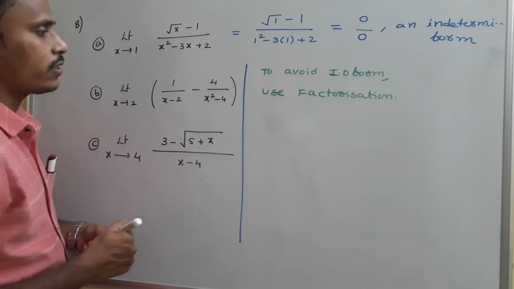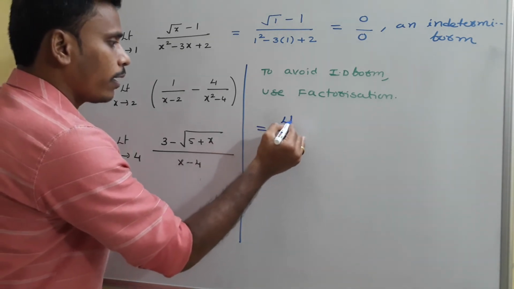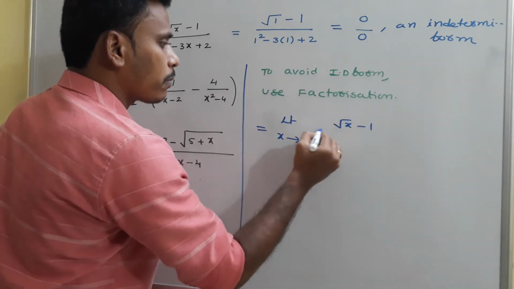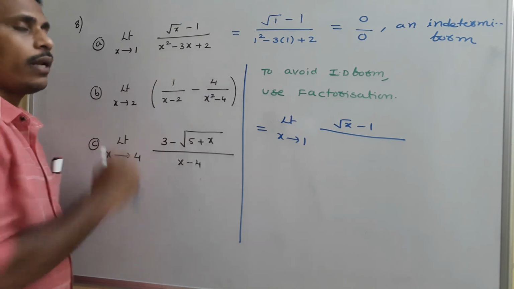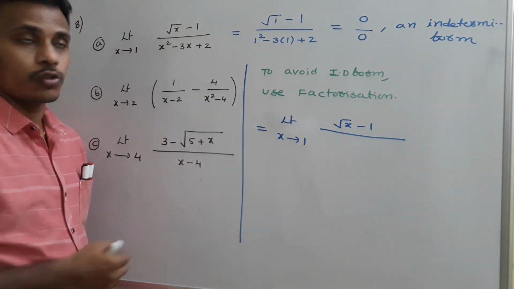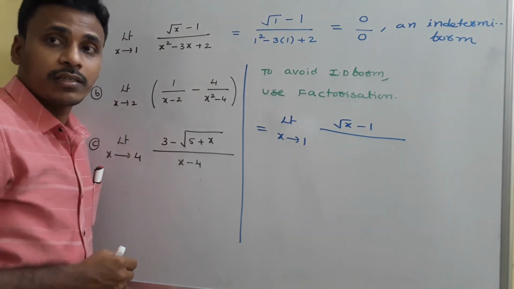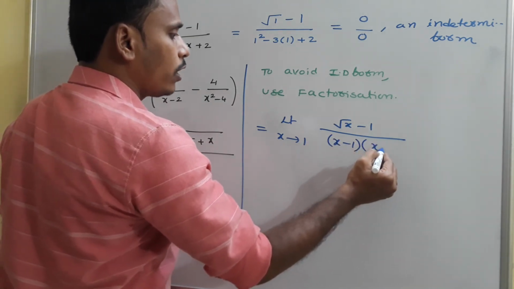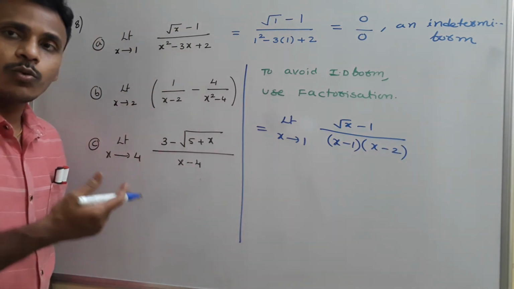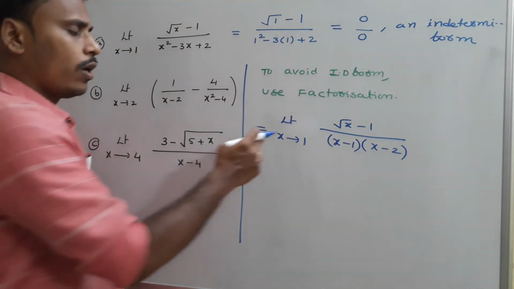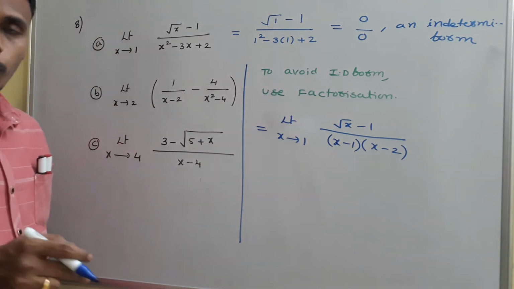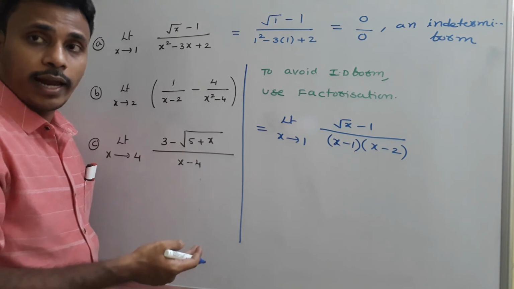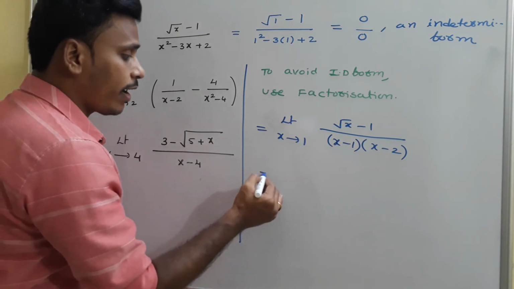Coming to the way of factorizing, this equals the limit as x tends to 1, the numerator is root x minus 1, whereas the denominator is x square minus 3x plus 2. I think you all know the way of factorizing this quadratic expression. If you factorize it, you will get x minus 1 into x minus 2. Still, if you replace x with 1, again it is 0 by 0 only. So further factorization is required for this.